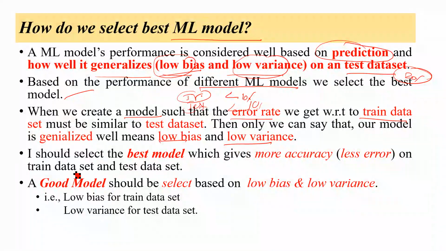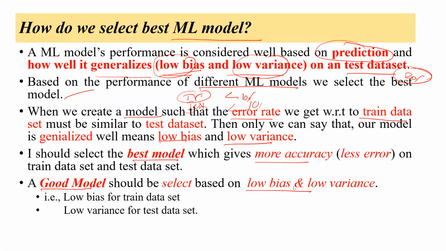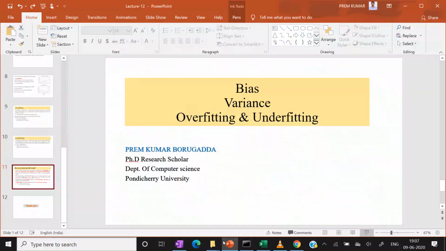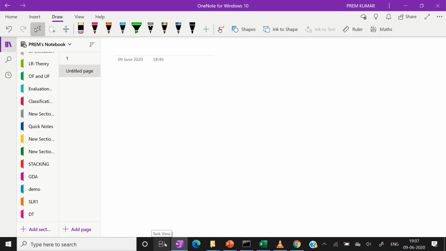So I should select the best model which gives more accuracy on the train data set and test data set, which indirectly means the training data set gives less error and the test data set also gives less error. A good model, the best model, is selected based on low bias and low variance. So if you see, here I am considering the generalization.